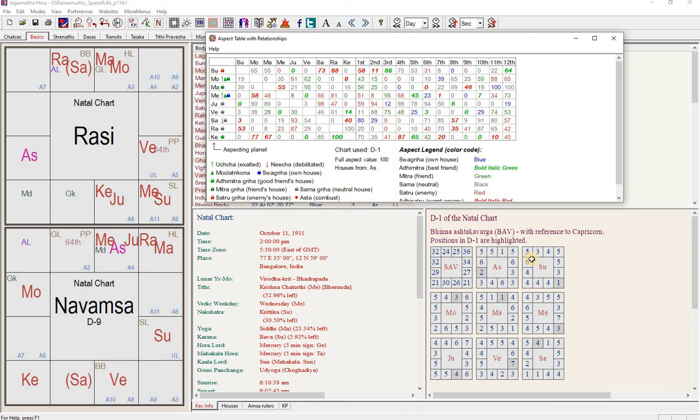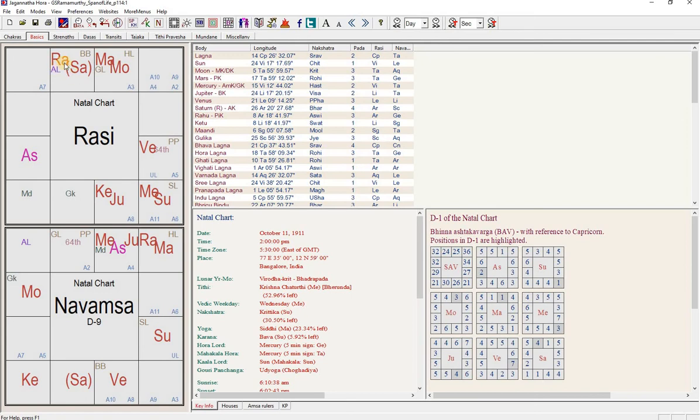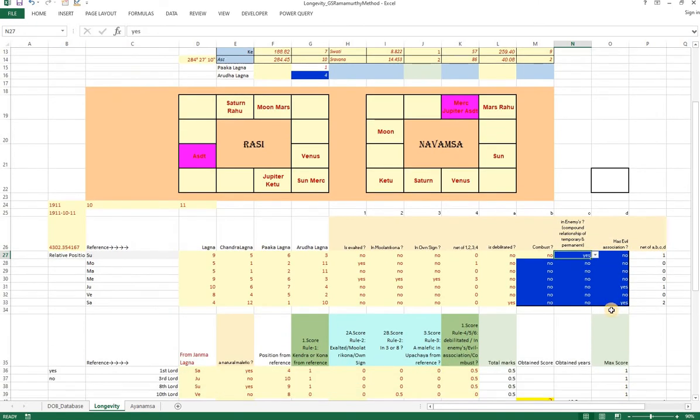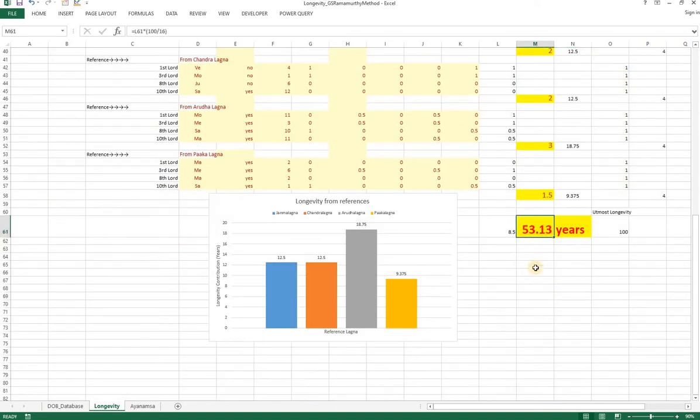And this is very useful to me. So I directly put in whether it is an enemy sign in the compound relationship or not, and whether it's an evil association. Here Saturn is with Rahu, Mercury is with Surya, the eighth lord, Jupiter is with Ketu. So you can answer these things based upon Jagannatha Vara, and only these blue ones have to be entered, and the final answers would be put in here by the Excel directly. So this is what can be expected.